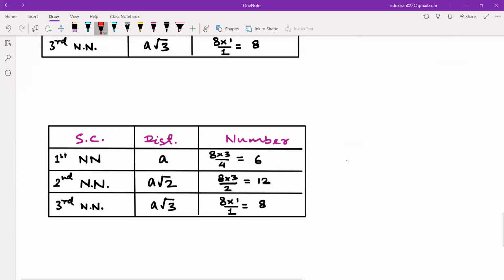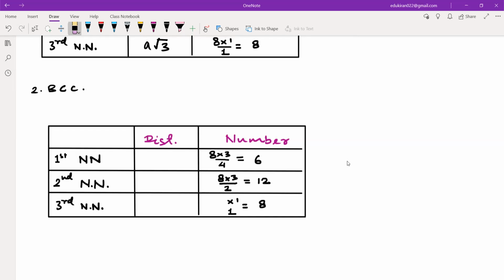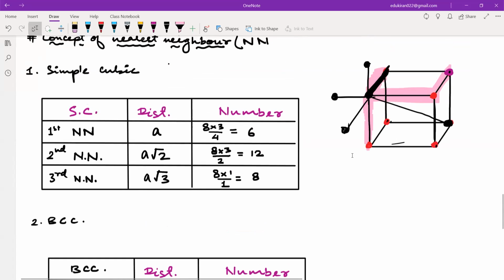Things will not be the same here, so I will change these things. Second is body centered cubic. So these things will change. You have BCC now. Okay, now in BCC, let me make a BCC unit cell first. I can erase some of these things.